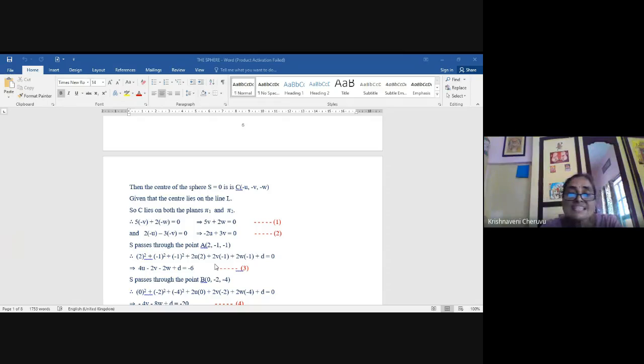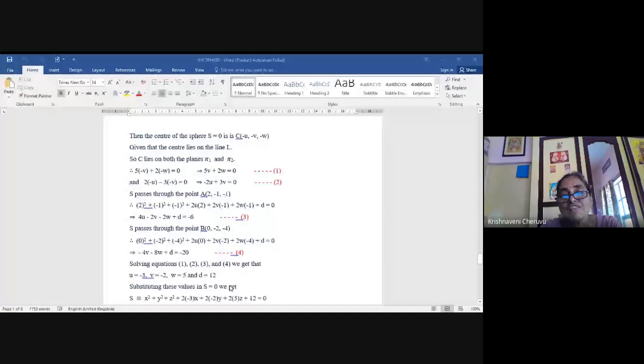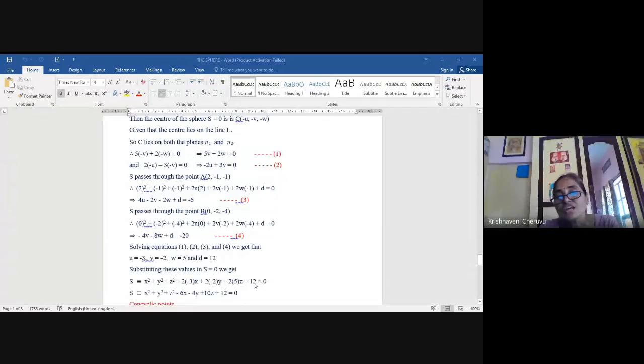And again, S is passing through the point B. So for X you substitute 2, for Y you substitute -2, for Z you substitute -4. So you will get one more equation in U, V, W, D. So all 4 conditions you got now. So you solve all these 4 equations to find the values of U, V, W, D. Solve these 4 equations to get U, V, W, D values and substitute in the equation to get the required sphere.